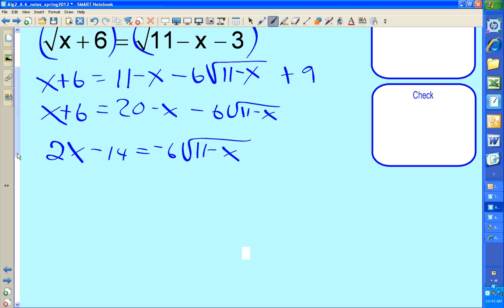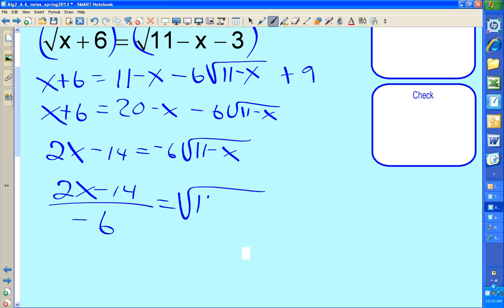Now, this is a trick that I would recommend. You do whatever you want. We need to isolate the radical. So I'm going to go 2x minus 14 and divide that by -6 and leaves me the radical 11 minus x. I'm not going to worry about dividing or simplifying that left-hand side because my goal is to get the radical by itself. Once the radical is isolated, what do we do? Square on both sides.